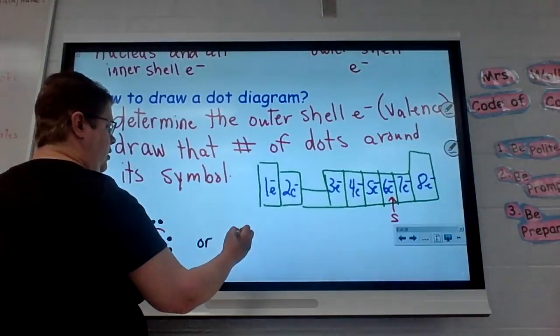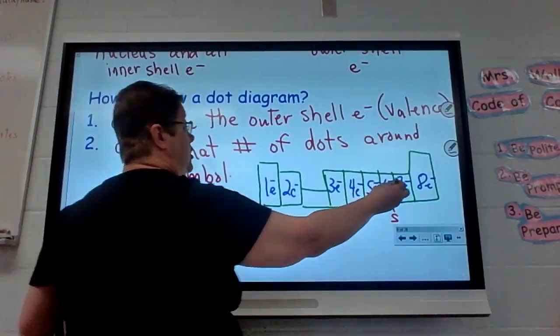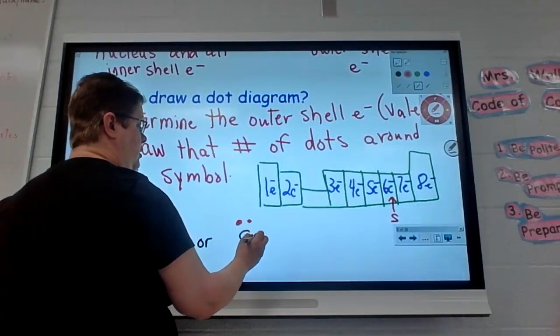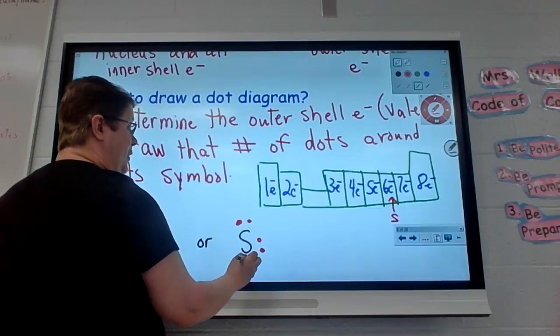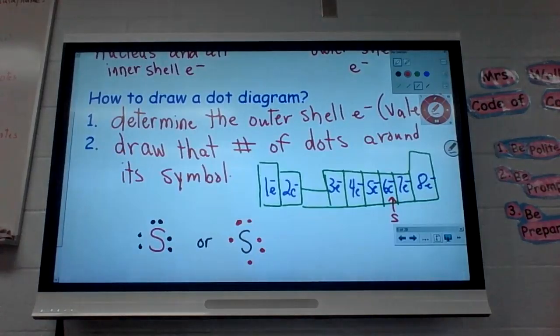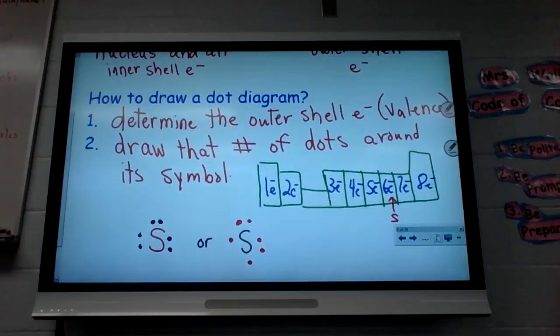Or you can draw, all right, you can draw 2, 2, and you could split one and have it like that. It doesn't matter how you draw it as long as it has how many electrons? 6. Okay? Now, if you were in chemistry, you'd have to know which one is correct. But in physical science, you just have to be able to tell that sulfur has how many electrons? 6.